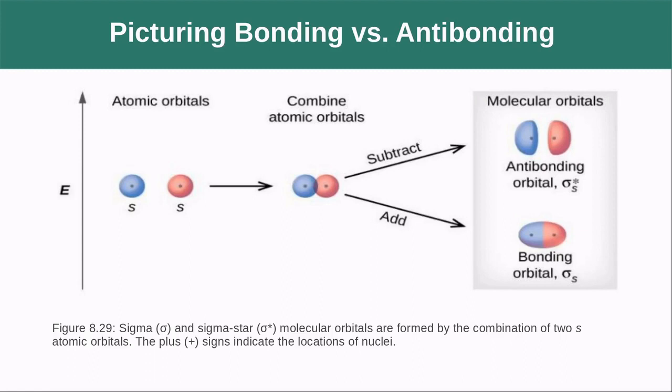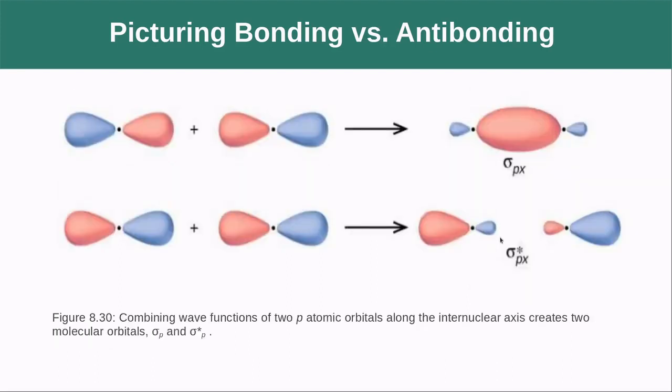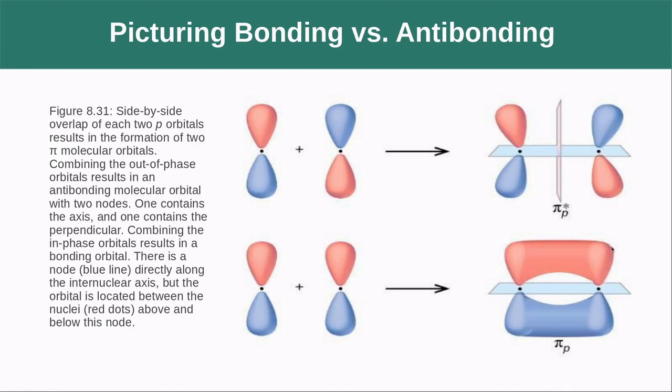So if we take the case of two s orbitals and we consider their atomic overlap, the possible molecular orbitals they'll make could be anti-bonding, bringing the two nuclei apart, or bonding, overlapping, and bringing the nuclei together. We can picture this for p orbitals as well, forming an overlap along the internuclear axis or an anti-bonding orbital along the internuclear axis, and we can extend this to side-to-side interactions like we've seen before.